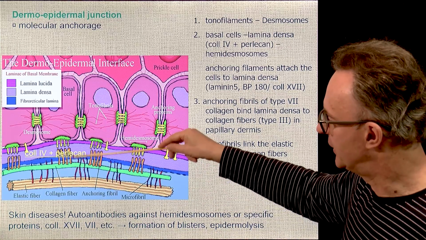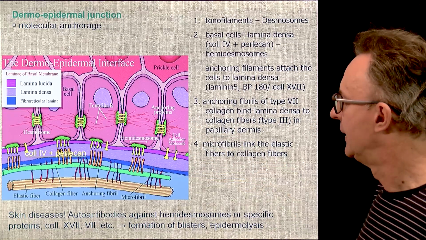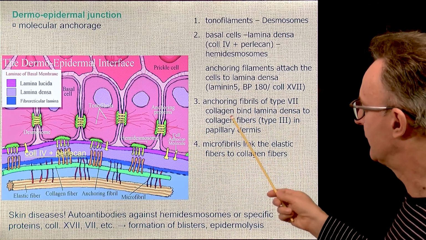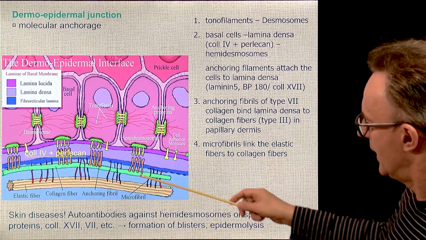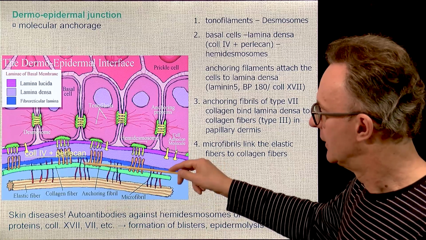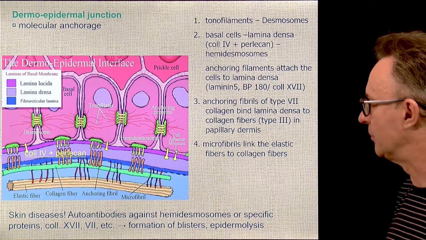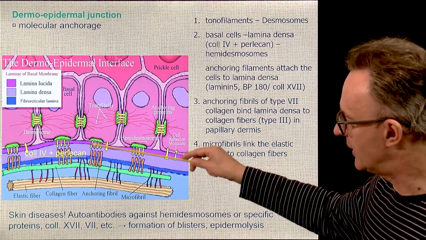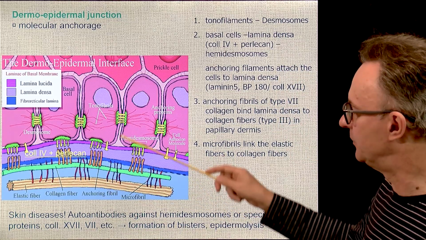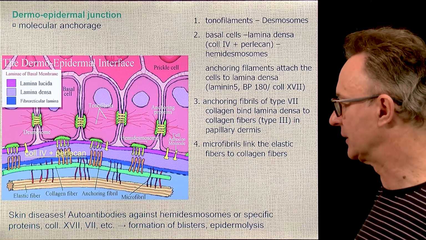Then we have the next bridge from the lamina densa to the collagen fibers, light green, and these are a bit thicker elements, anchoring fibrils, type 7 collagen usually. And then we have a third bridge which transmits the force from the collagen fiber to the elastic fiber. These are provided by the microfibrils. So this way we have three steps, three bridges between the basal cell layer and the underlying connective tissue fibers.